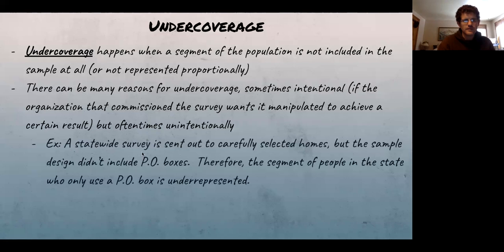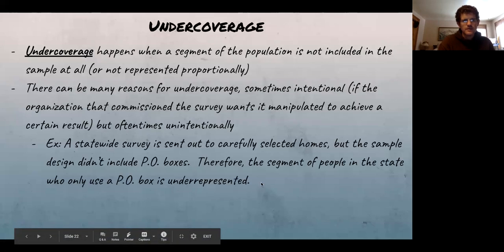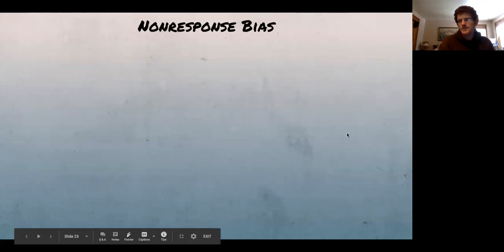So let's look at this example. A statewide survey is sent out to carefully selected homes, but the sample design doesn't include PO boxes. Therefore, anyone in the state who uses only a PO box is not included and they are underrepresented. There's undercoverage. I'll go back to that and clarify this in the end, because the next one is going to sound somewhat similar.